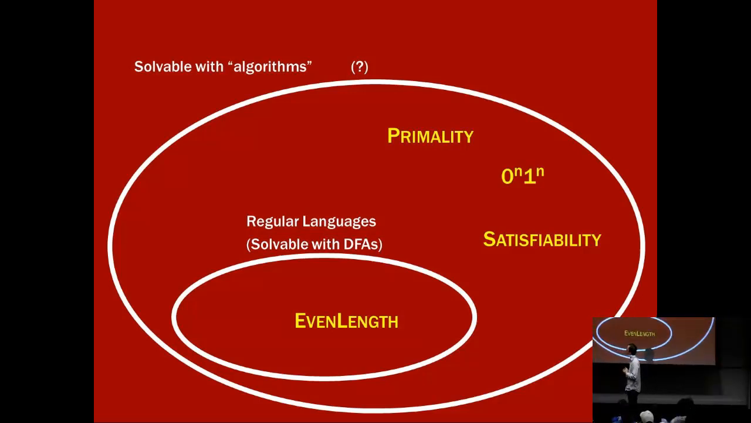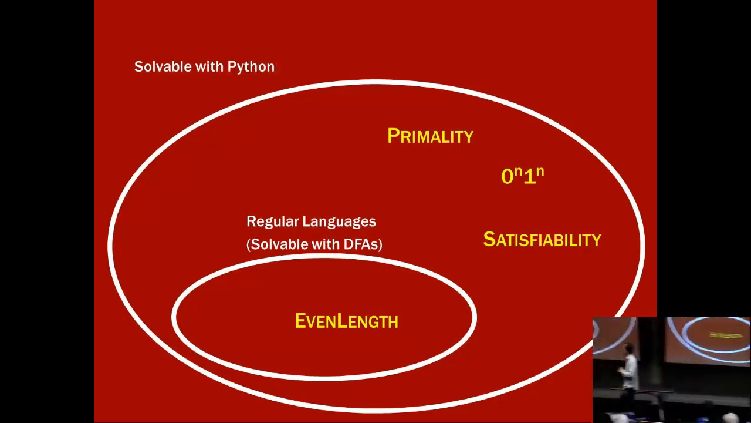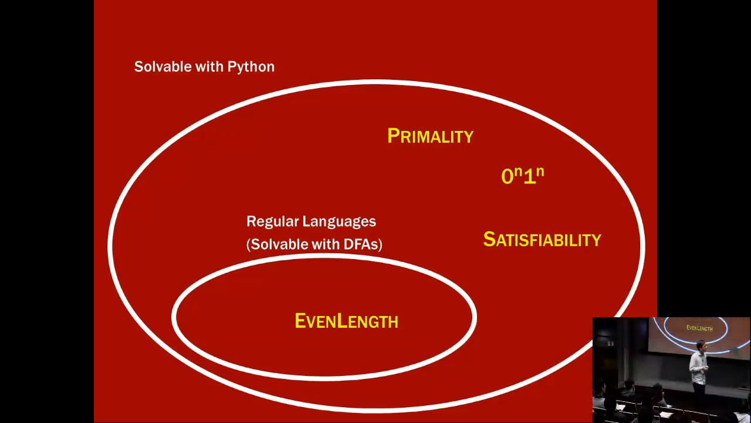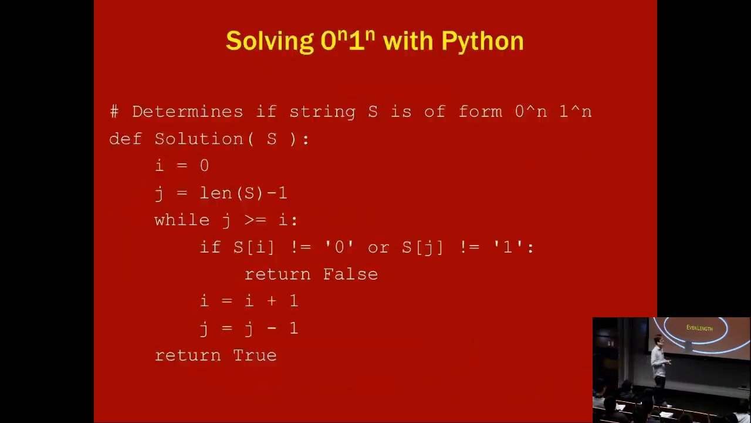Well, one thing you can say is, I'm used to programming in my favorite programming language. Maybe that's Python. Actually, it's not my favorite programming language because I'm like an old person that doesn't understand these new things. But it's a popular one. And you might say, well, I can at least solve all these problems with Python, right? Let's take this 0 to the n, 1 to the n, because it's probably the easiest. There it is.